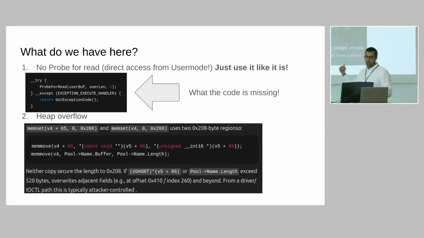So what do we have here? Two issues. First, no ProbeForRead. So whatever we are sending from user mode, it gets executed. That's completely wrong. So that's the fix. You should use ProbeForRead, and then get the user buffer and the user length, and check where it's coming from by using ProbeForRead. They are not doing that.